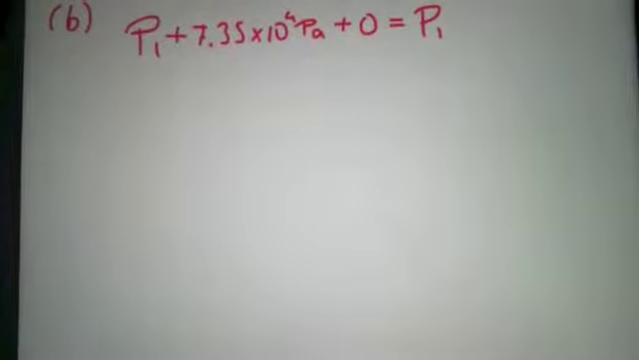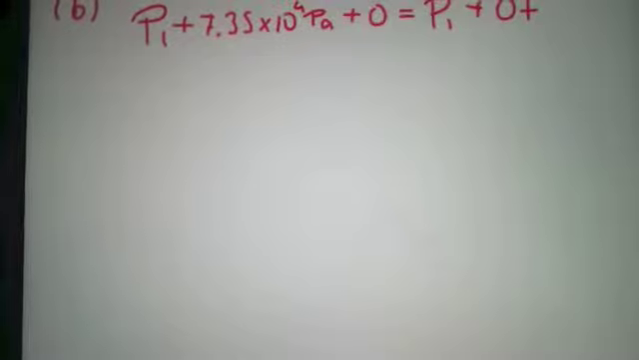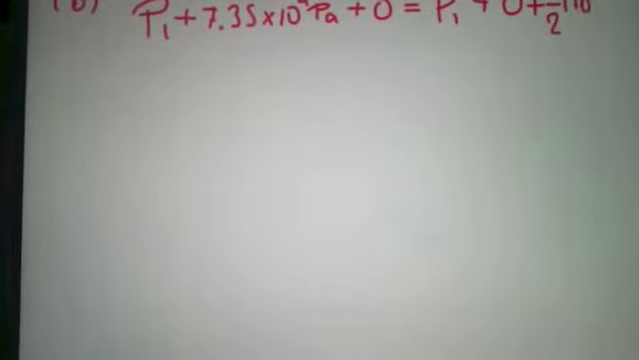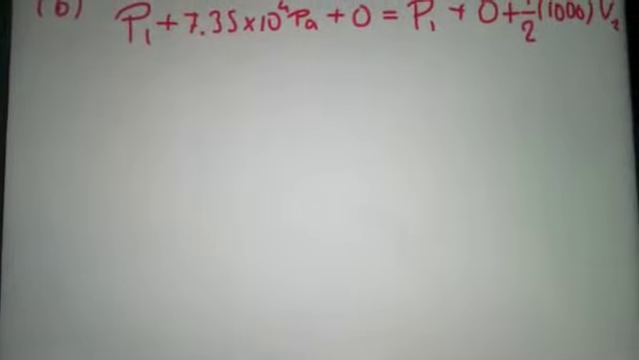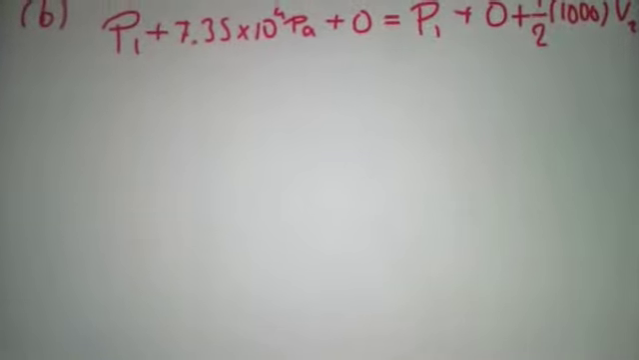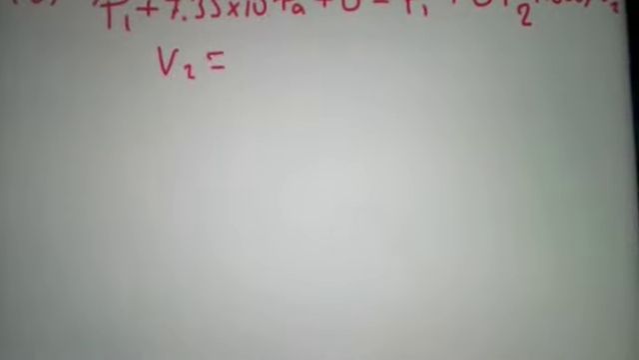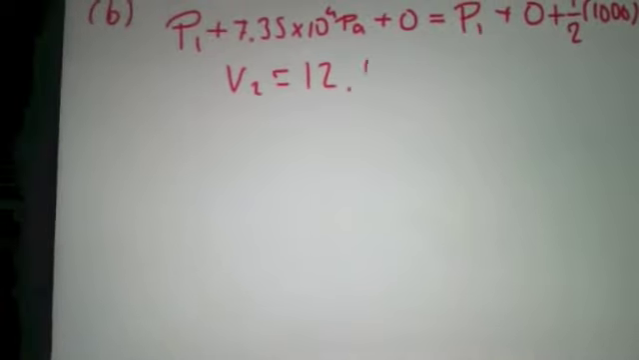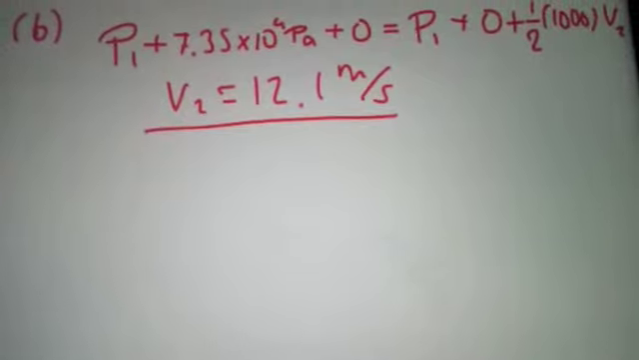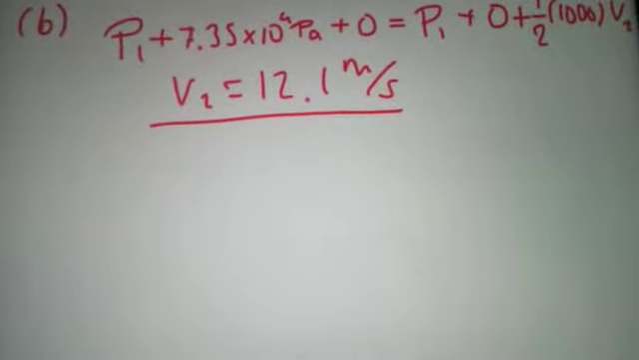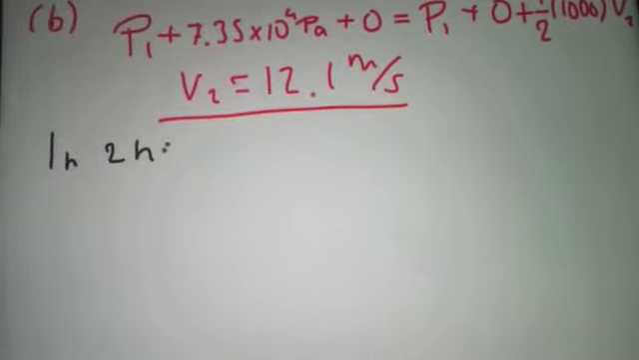We consider that P1 plus 7.35 × 10^4 pascals plus 0 equals P1 plus 0 plus 1/2 times 1000 times v2 squared. We isolate v2 squared to calculate this velocity. We have to remember that this time there is movement, so we can isolate v2. Once we have the v2 value, we proceed to calculate the mass in 2 hours.